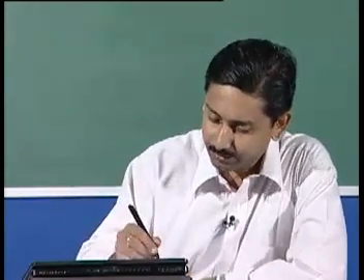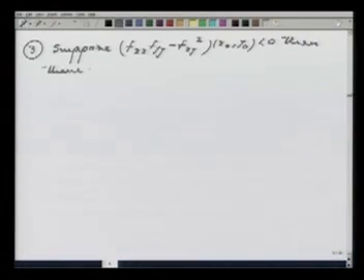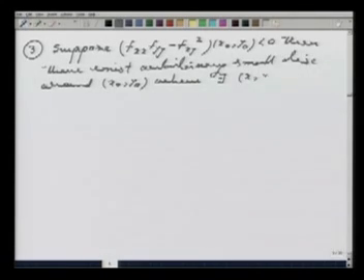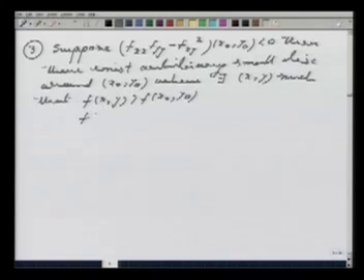What happens is, then, there exist arbitrarily small disks around (x₀, y₀) where there exist (x, y) such that f(x, y) is bigger than f(x₀, y₀), and f(x′, y′), some other point, will remain in that neighborhood where this happens.